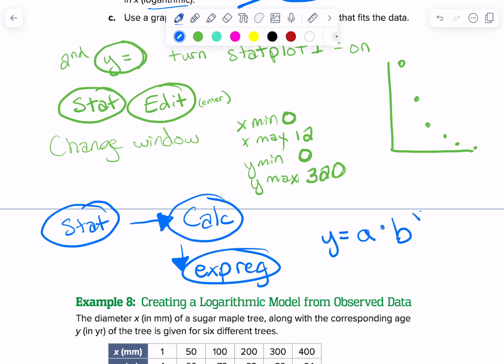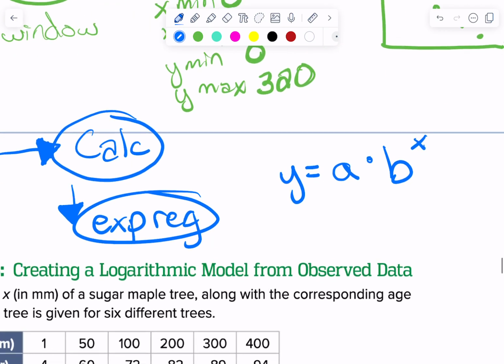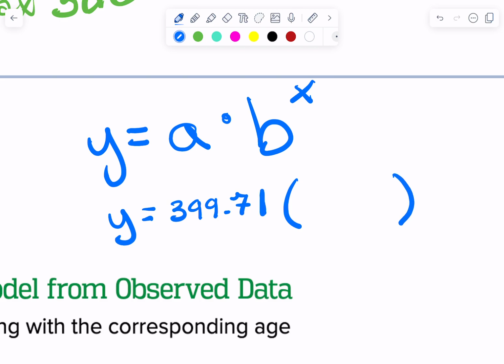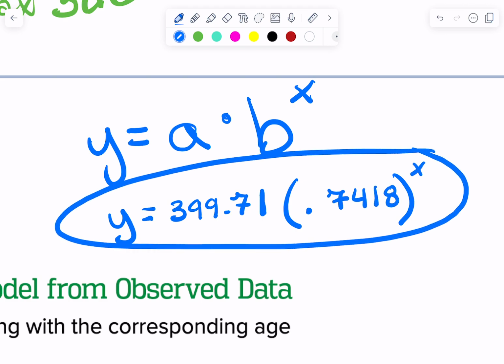You should get to a screen where it says Y equals A times B to the X power. Okay, what is A? 399.71. So 399.71 times, I'm going to put B in parentheses. What's B? 0.7418 to the X power. Is this growing or decaying?